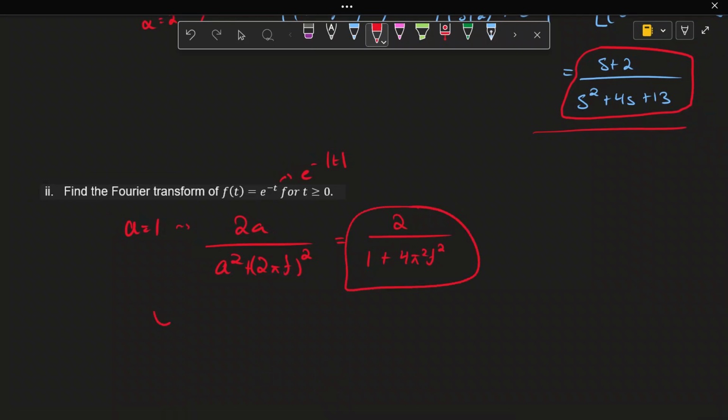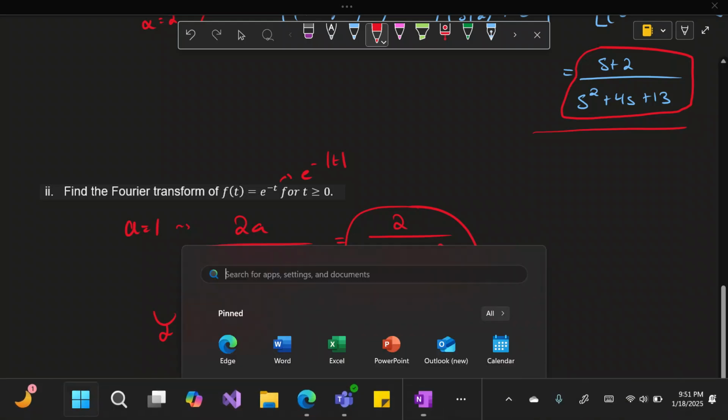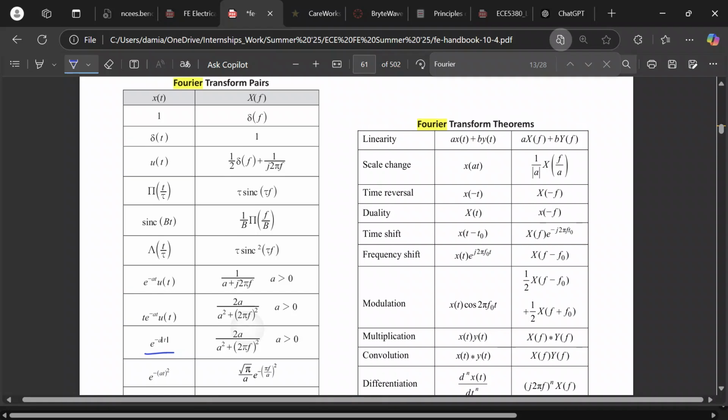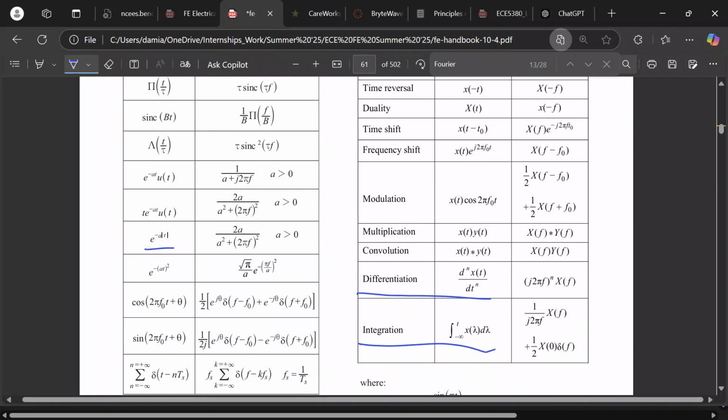So we take the Fourier transform of e to the negative t. And the reason we use this equation and not the one above, we notice how it has a u of t. We don't have this u of t, so we can't necessarily say it is this equation we've been given. So we're going to be using this. All right, that should be good here.